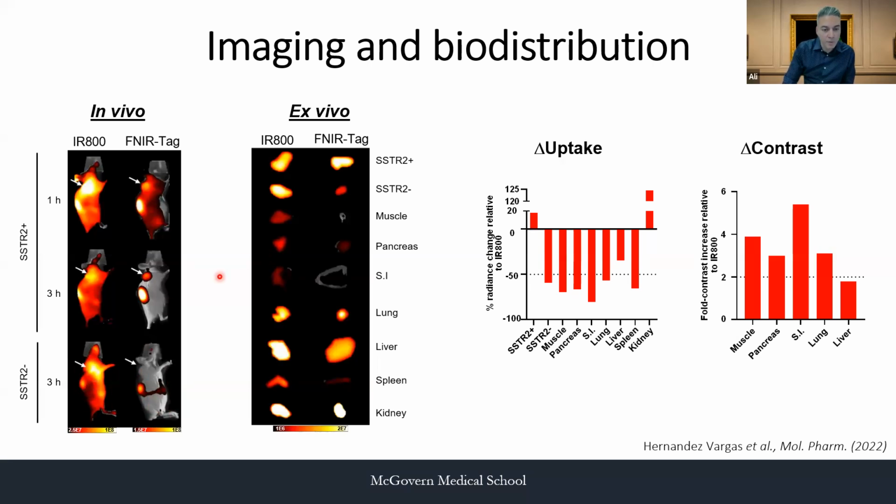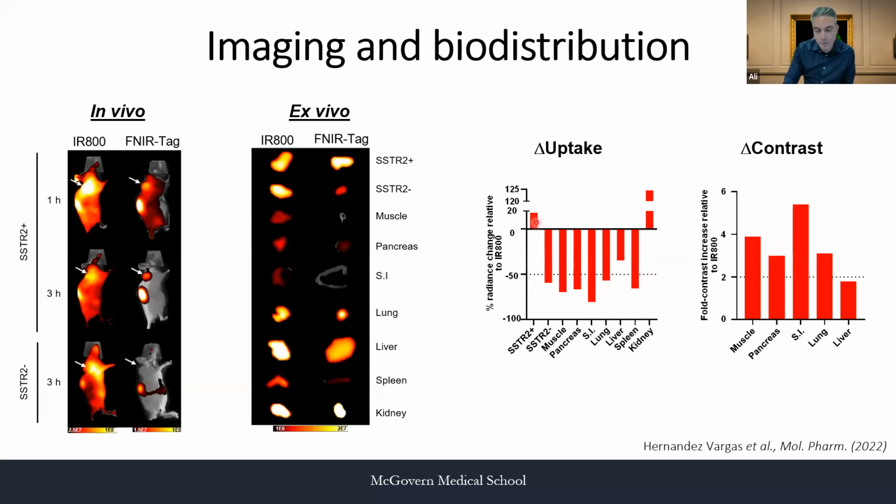Okay, and then we performed ex vivo analysis here. We saw probe uptake for both agents in the SSTR2 positive lesions. But if you look over here from the SSTR2 negative, all the way down to the spleen, the FNIR-Tag has much lower accumulation, again signifying less non-specific association. That's captured here by this waterfall plot, where it shows that the irradiance change, basically the fluorescence signal of the FNIR-Tag in relation to the IR800, goes down in all relevant tissues.